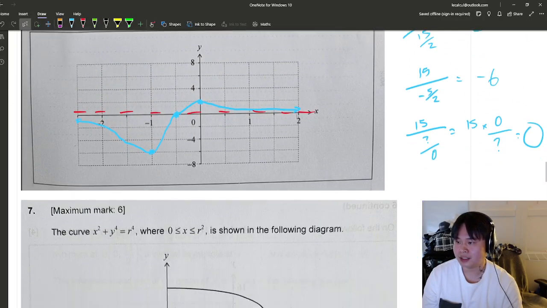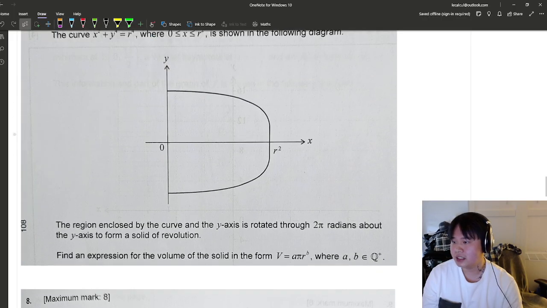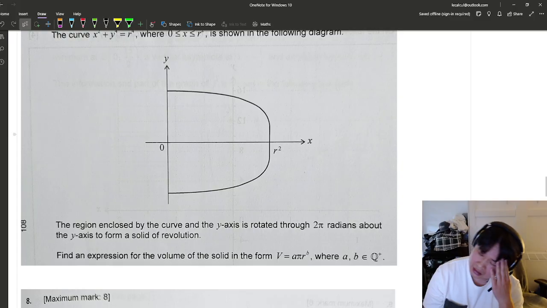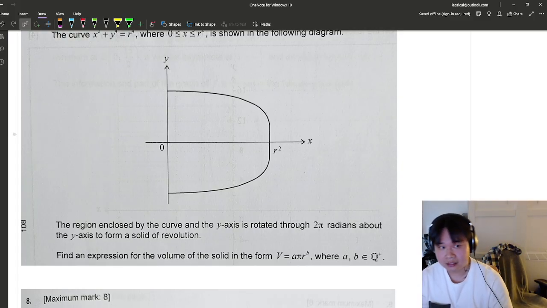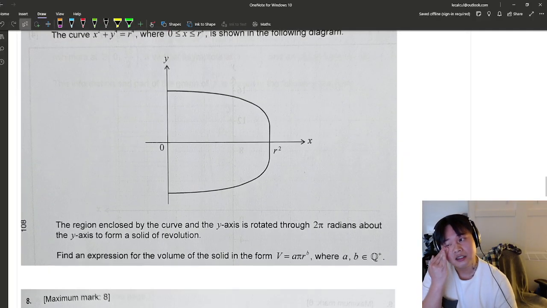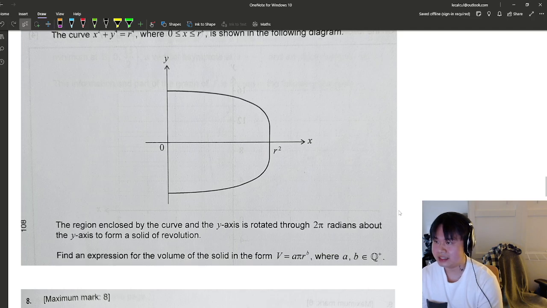And then 3 marks. Okay. Ew, what the heck is this? Sure. The region enclosed by the curve and the y-axis is rotated through 2 pi radians about the y-axis to form a solid of revolution. Oh no! Solids of revolution, and we're gonna integrate with respect to y. Okay. So right, this is gonna be spun around to make a 3D like pill shape, I guess.